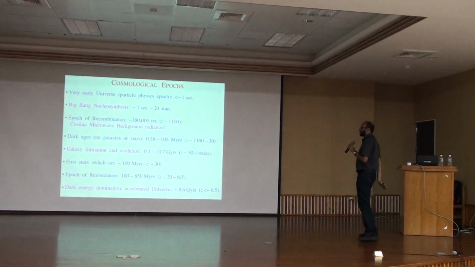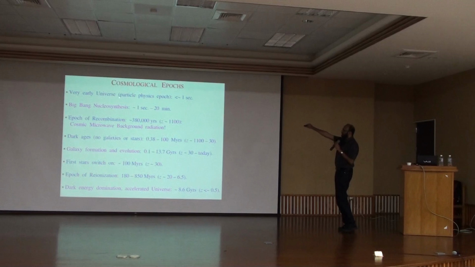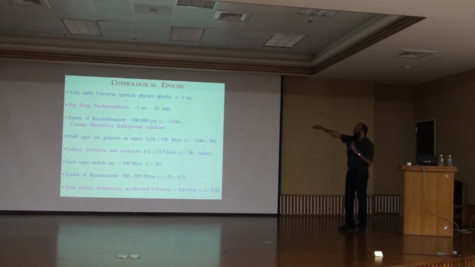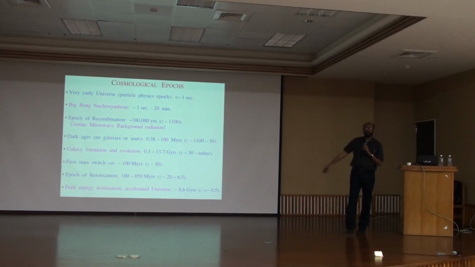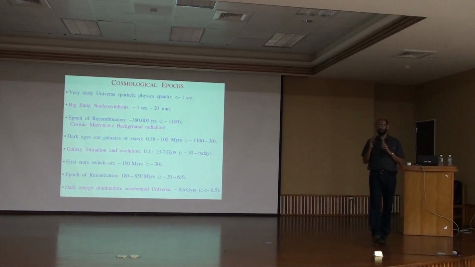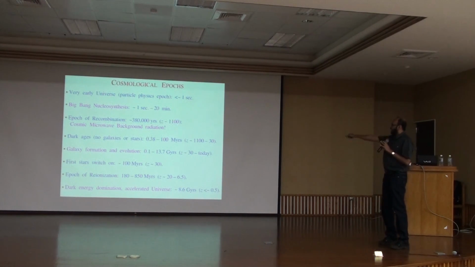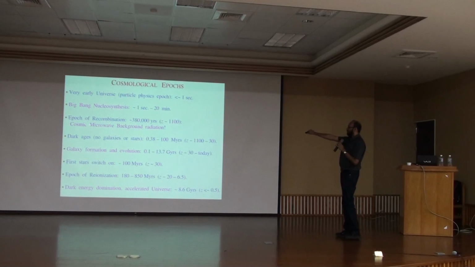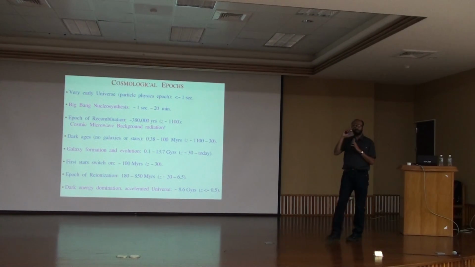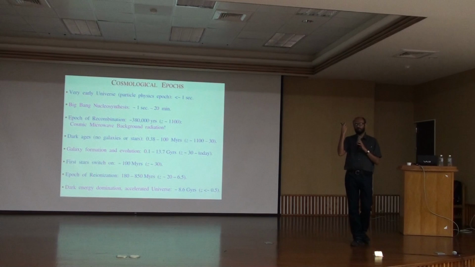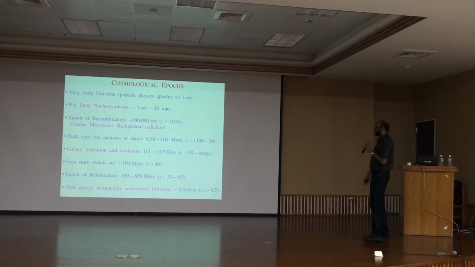So these are the epochs in the history of the universe. There's a very early universe, which I call the particle physics epoch, which is less than about 1 second. So less than 1 second after the Big Bang, the universe is full of these subatomic particles. Big Bang nucleosynthesis happened in the period roughly 1 second to about 20 minutes after the Big Bang. About 400,000 years after the Big Bang, there was an epoch of recombination, where protons and electrons merged together, formed hydrogen atoms, and that corresponds to a redshift of about 1100.